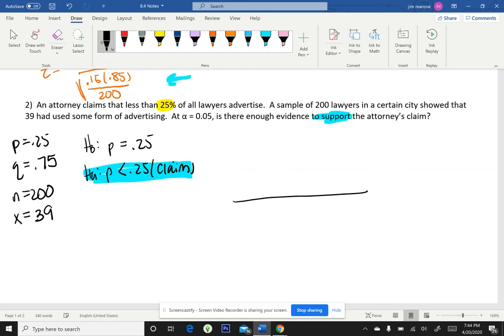So we sketch our sampling distribution. Alpha is 0.05 and it's a left tail test. So my Z is equal to the inverse norm of 0.05, which is negative 1.64. We use the negative because it's a left tail test. If it was a right tail test, I would use the positive 1.64.